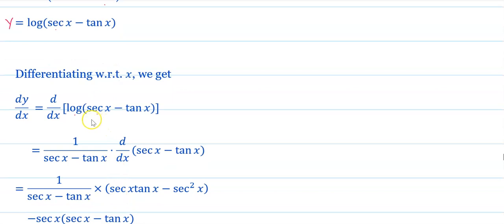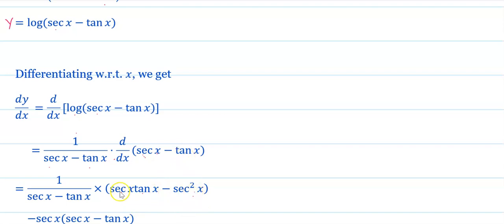What is the derivative of log of x? It is 1 upon x. Similarly here, 1 upon (sec x minus tan x) into d/dx of (sec x minus tan x), as it's a composite. What about the derivative of sec x? Sec x into tan x. Derivative of tan x is sec square x.